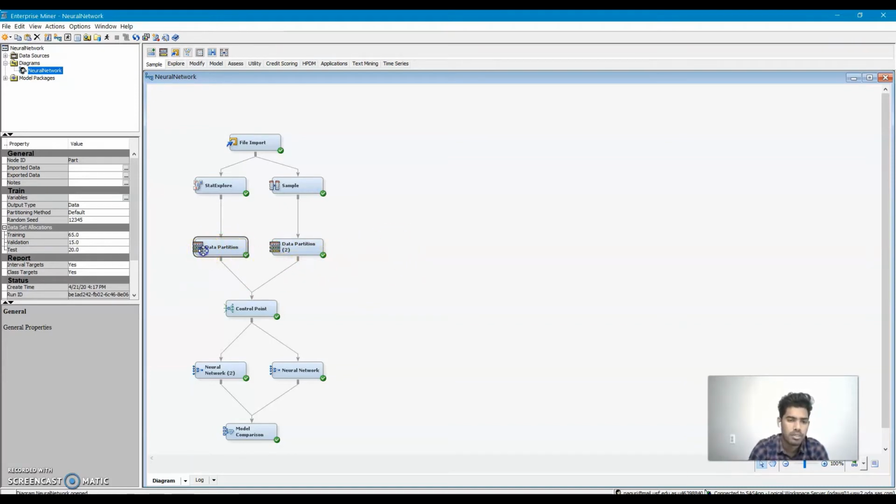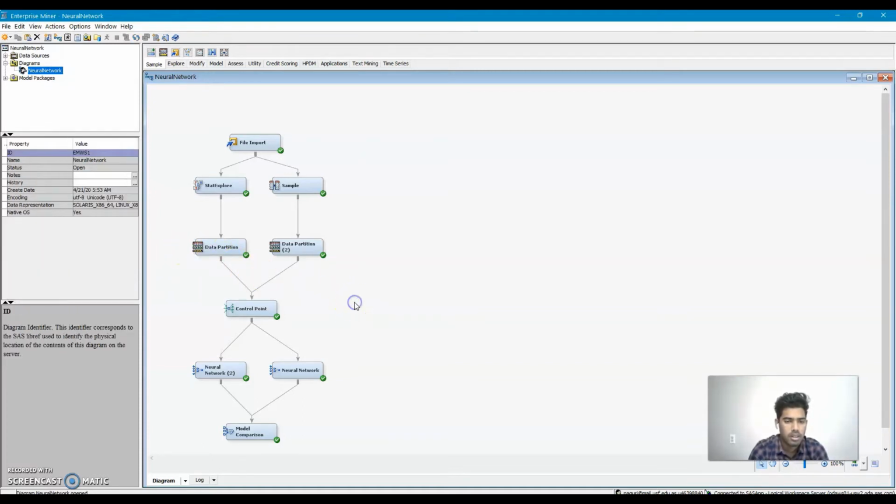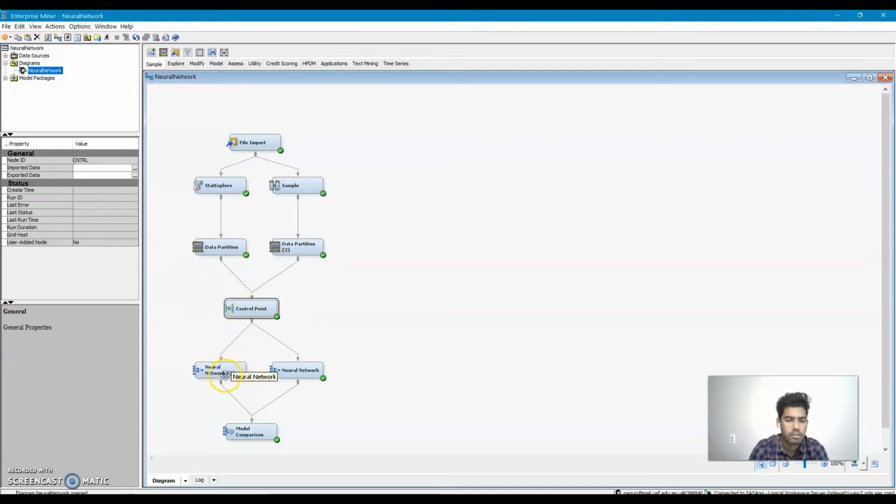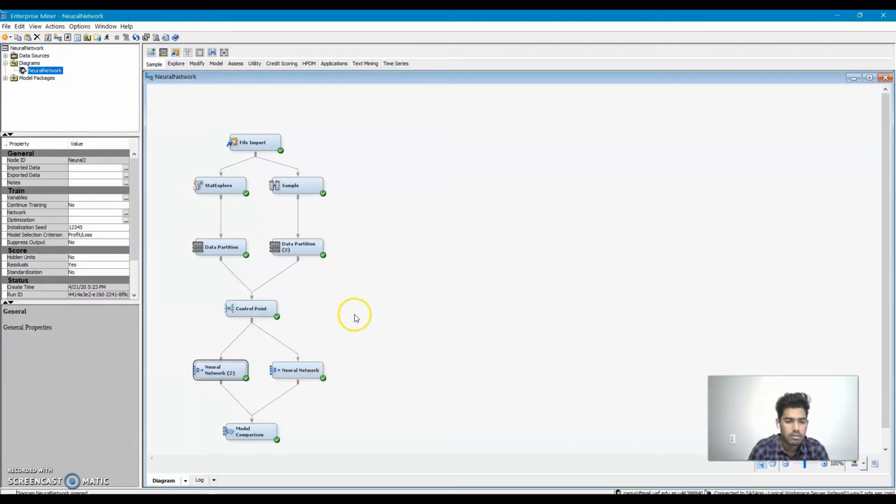For the same reason, we have used a data partition node, in which you can see here that I'm splitting the data into train, validation, and test in these ratios. After that, I am going to use a control point, which gives me control over the number of models that I want to run. And for this project, I am using the neural network model.